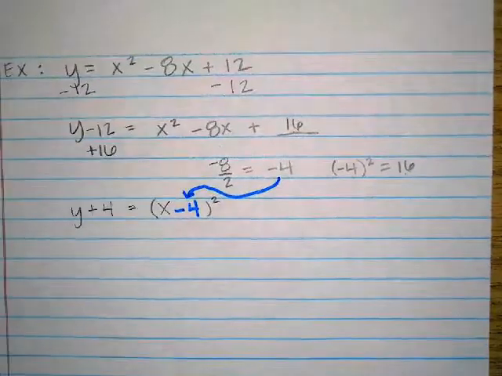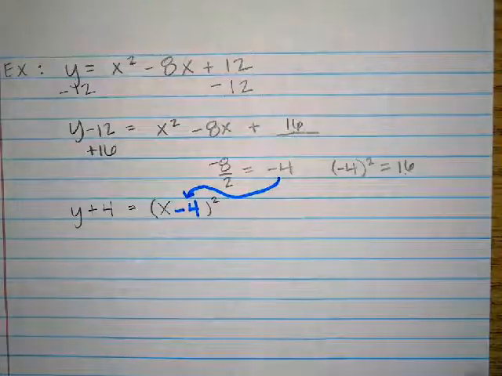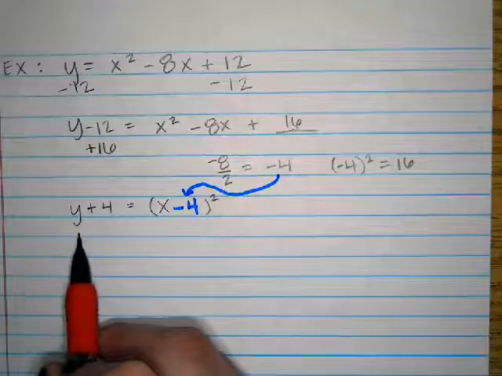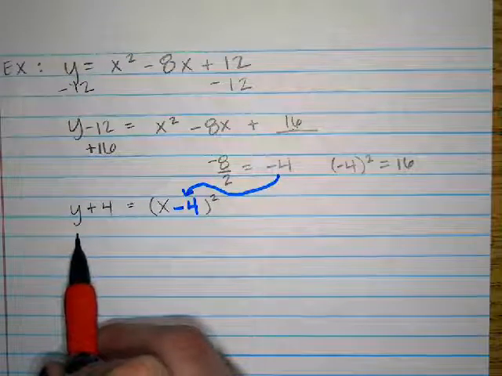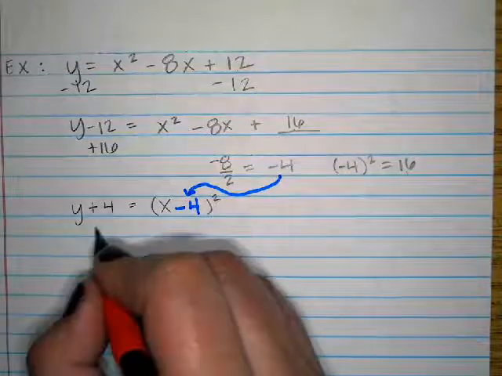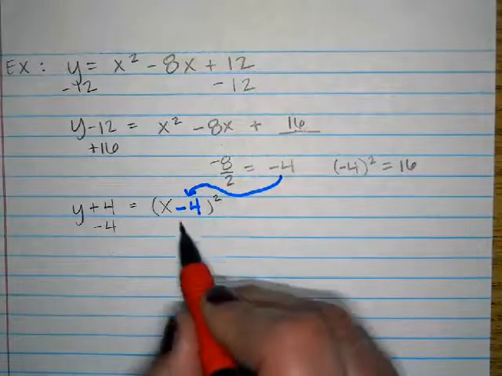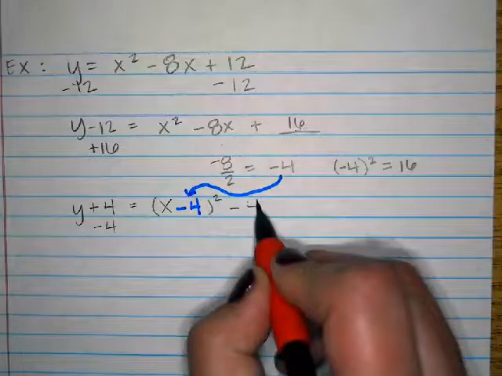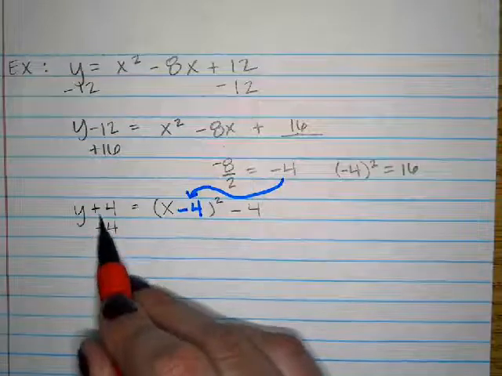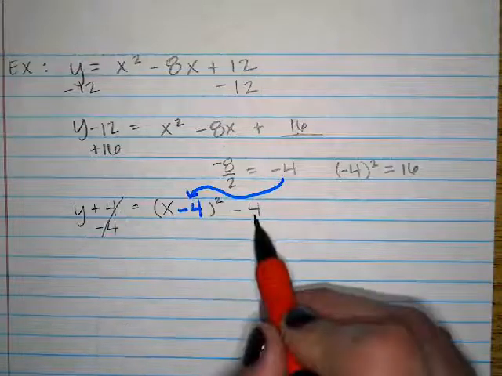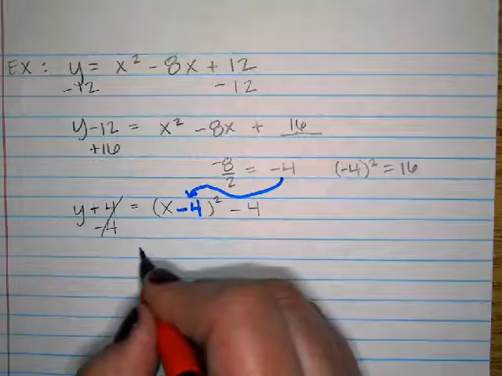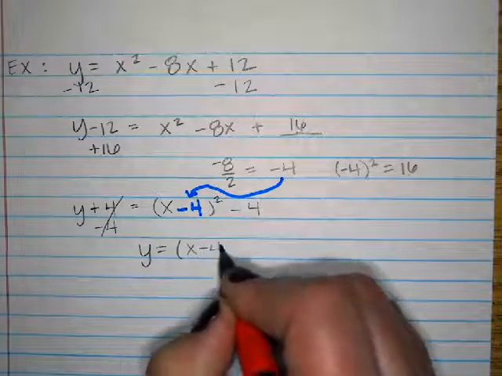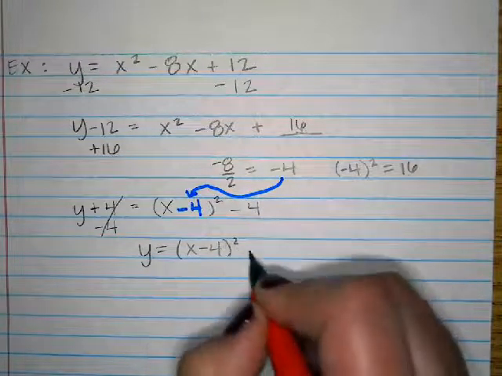So x minus 4. Okay, so now we want the y to be alone. How do we get the y alone? We minus the 4 over. And the 4 can't subtract from the stuff in the parentheses because those parentheses are protecting everything. And so when we move this 4 over to the other side, we just have to subtract it on the end. So we have y equals parentheses x minus 4 squared with the minus 4 stuck on the end.